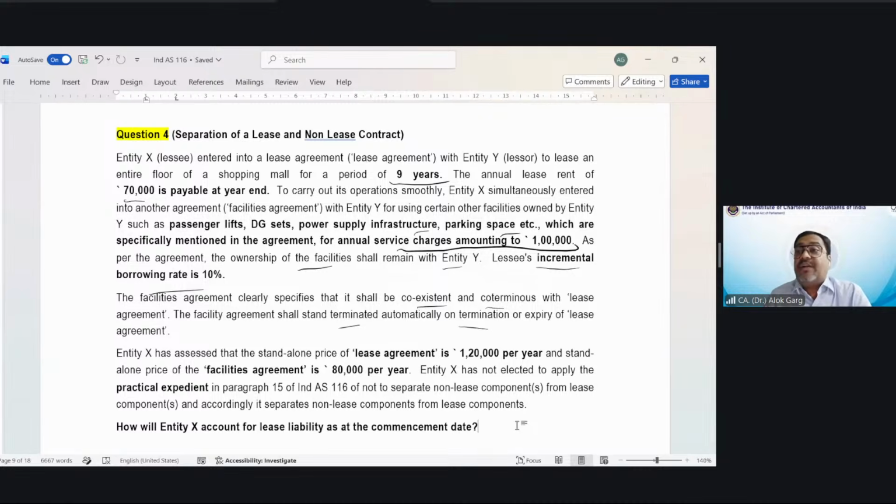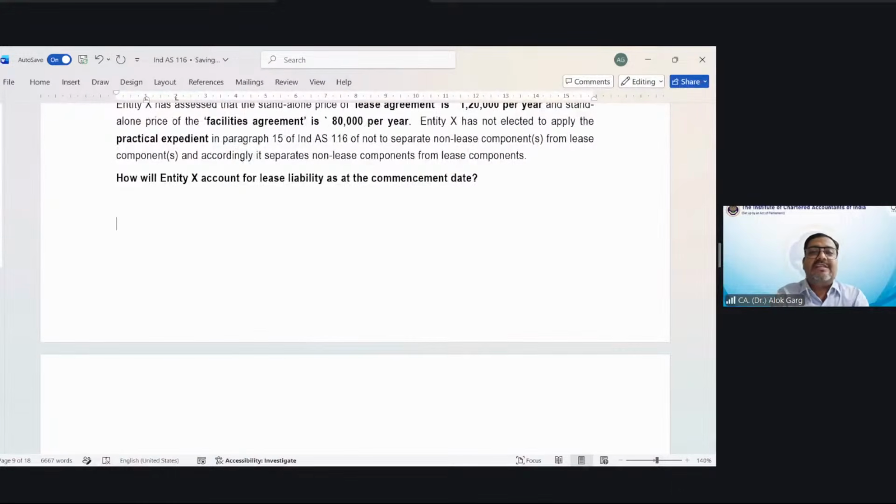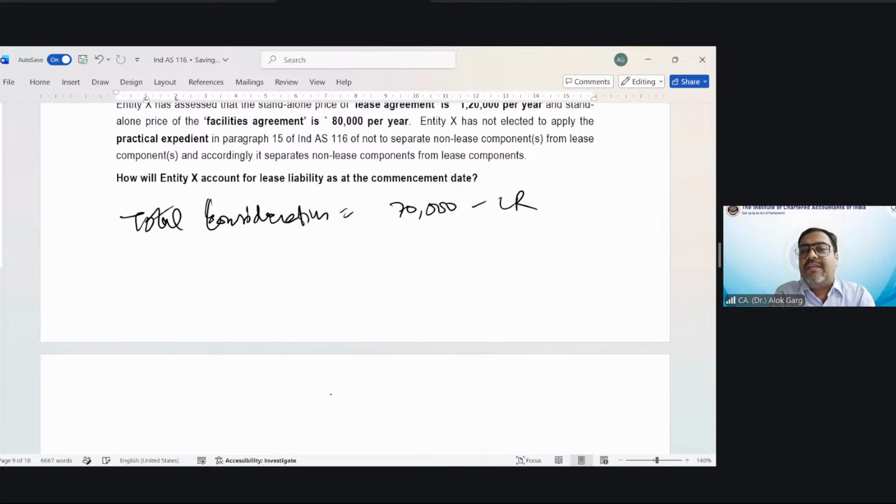So the standard setter understood it. They said, this can be a problem where people will plan. So you know what they said? Whatever total consideration the lessee is paying to the lessor. In this case, what is the total consideration the lessee is paying to the lessor? 70,000 for lease rental and 1 lakh rupees for the service agreement, right?